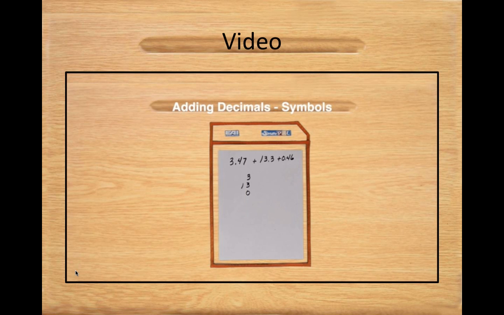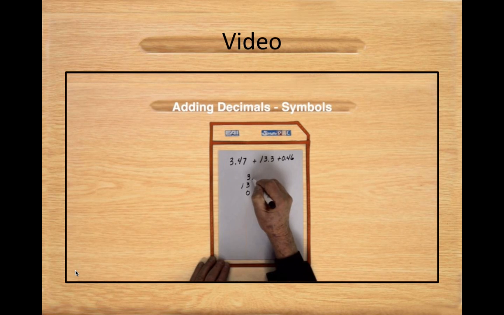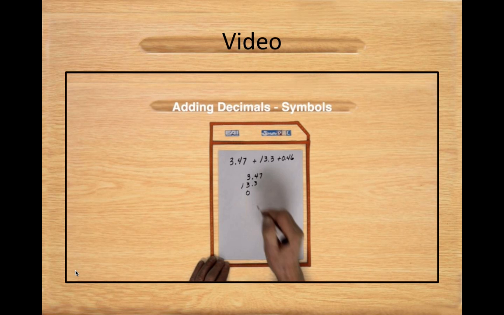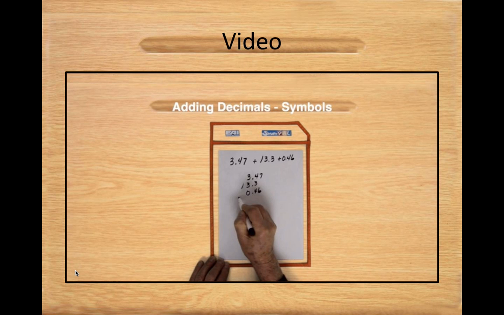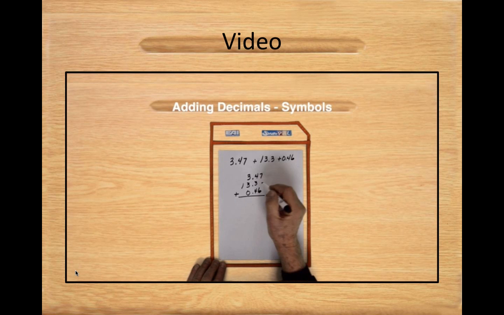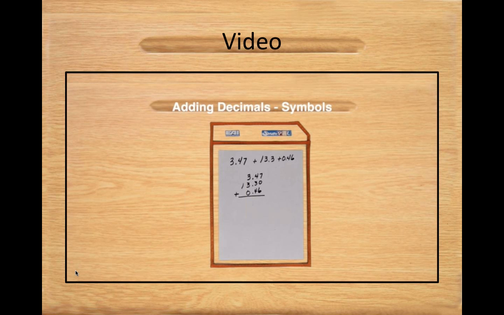Now what we're going to do is go back and complete each of the numbers. So I'm going to have 3 and 47 hundredths. I'm going to have 13 and 3 tenths. And I'm going to have 46 hundredths. And now I'm going to add. Well, I'm going to start with the hundredths. Since I don't have any hundredths in 13 and 3 tenths, I can put a 0 here, or I can leave that space blank. It doesn't matter.